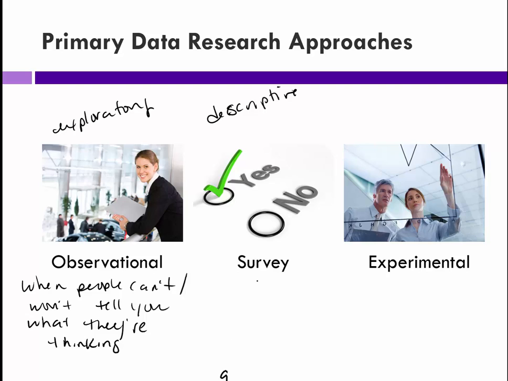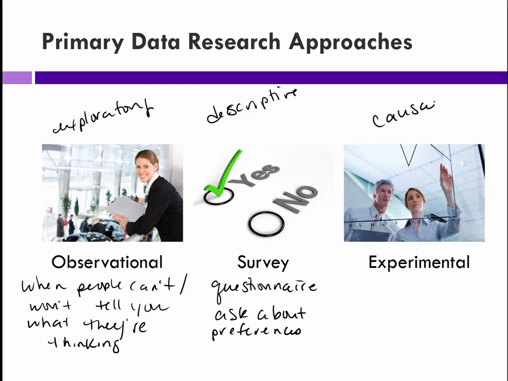So a survey, perhaps a questionnaire, is really the most common one in there, where I can just ask them about their preferences or how much they know about certain things. I just come right out in there. And then experimental research is generally associated with the cause and effect thing.